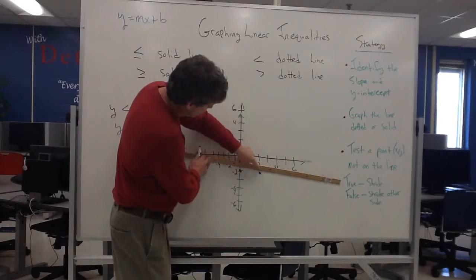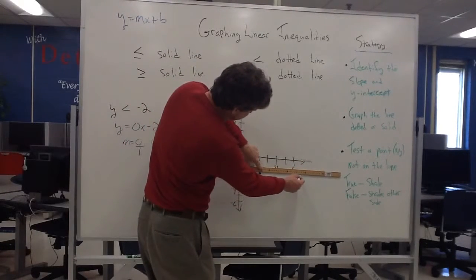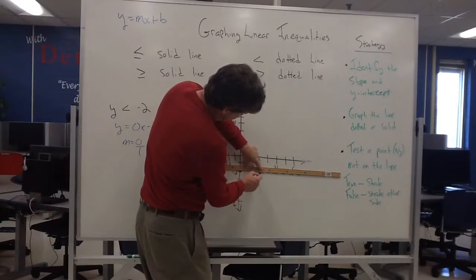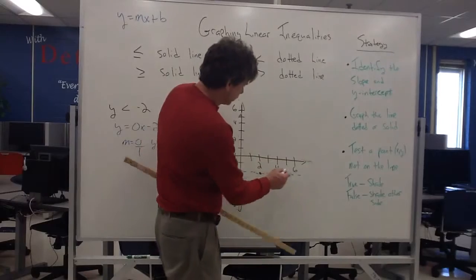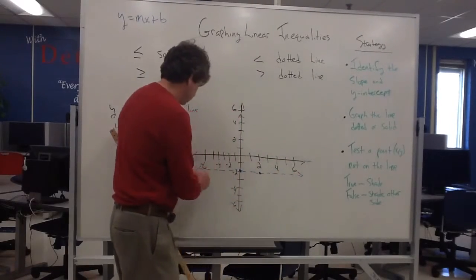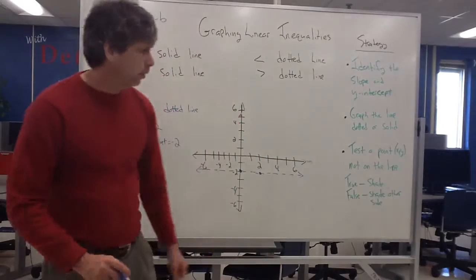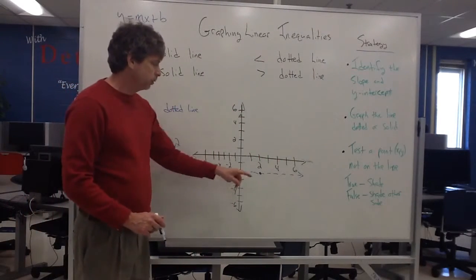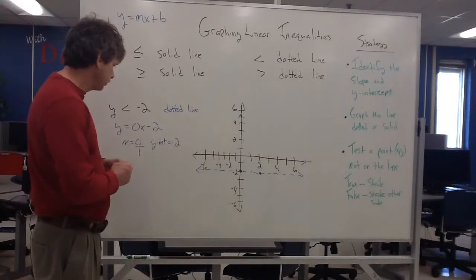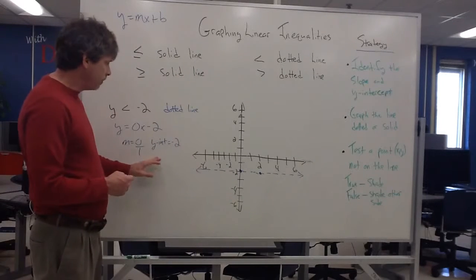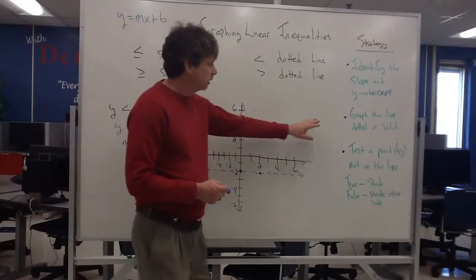I now can graph my line. It's going to be a horizontal line, and it's going to be dotted. I guess dashed or dotted. Probably more appropriately, I should use the word dashed. So I've got my inequality graph.